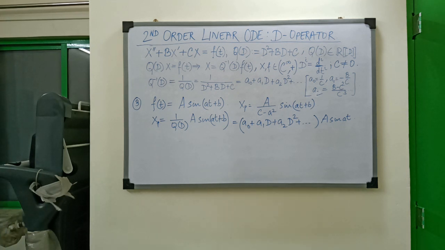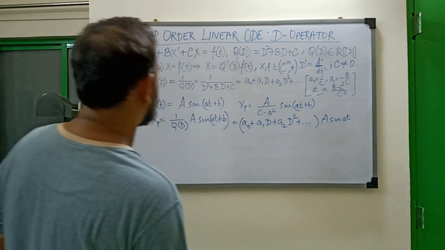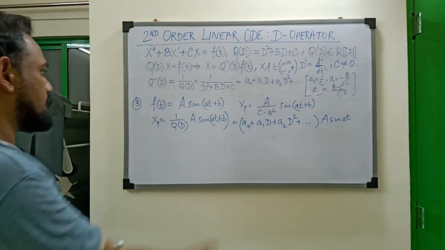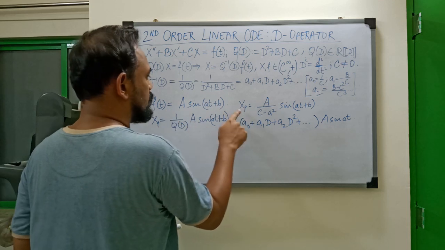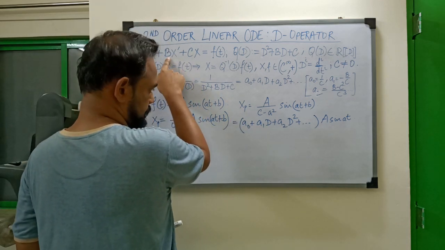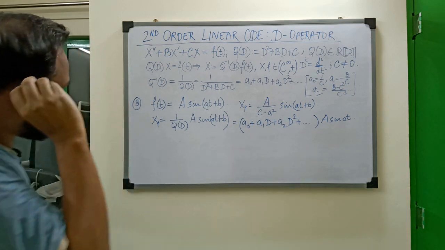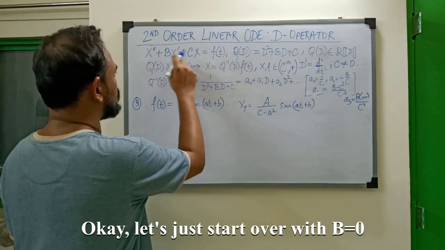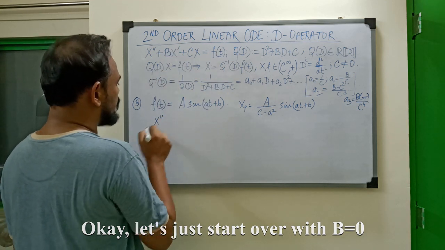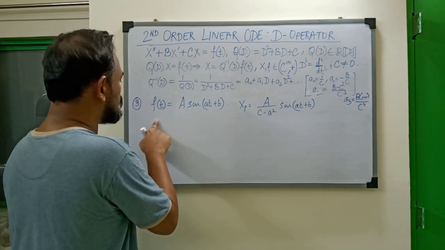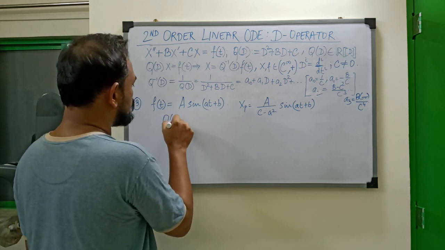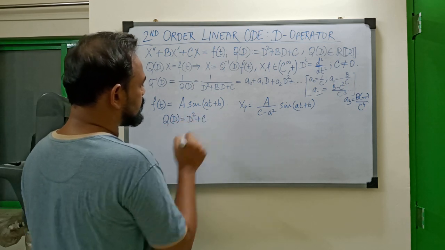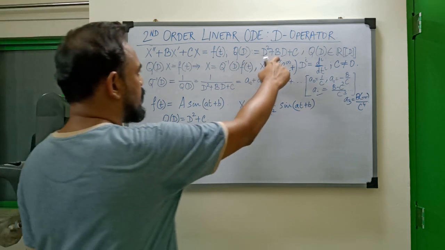Oh, sorry, we got this result when b was 0. I think that's important to understand. So we have to check the result. This was the particular solution when b was 0. Let's just write this out with x double prime. I don't want the b, so really qd here is just d square plus c. So this b is not there.